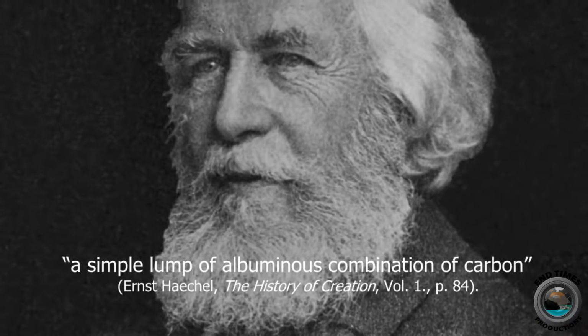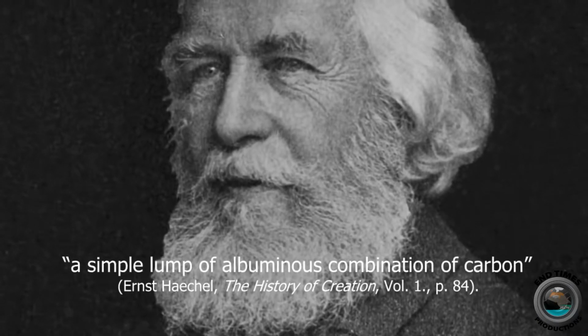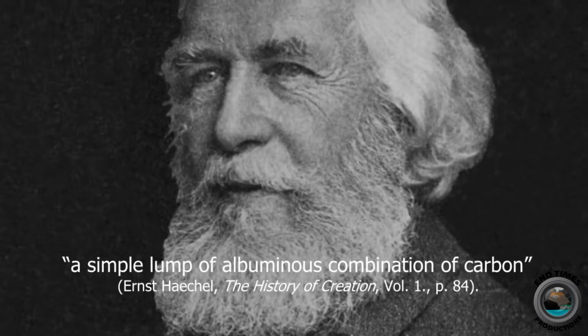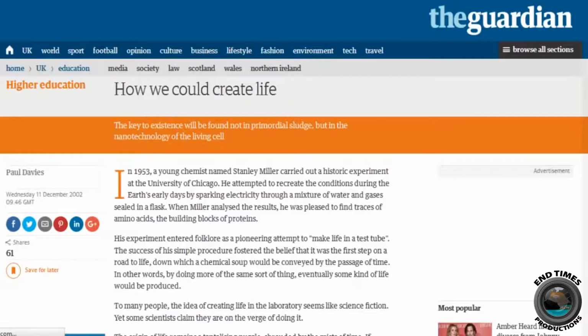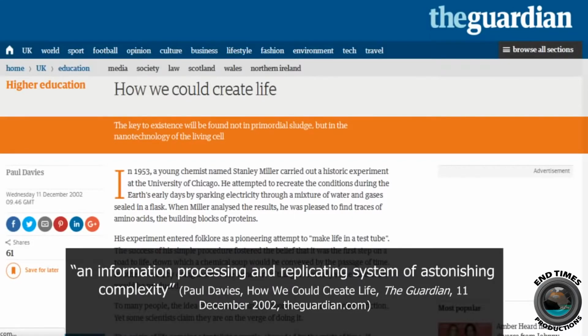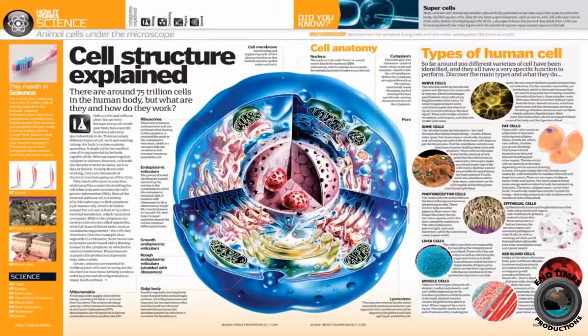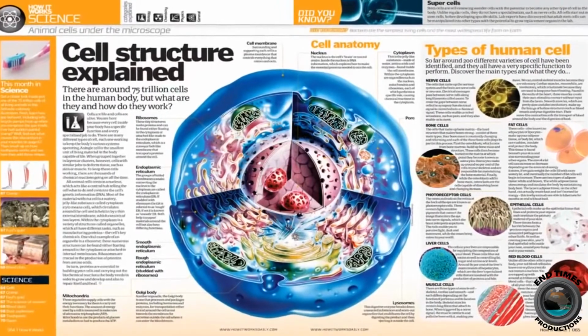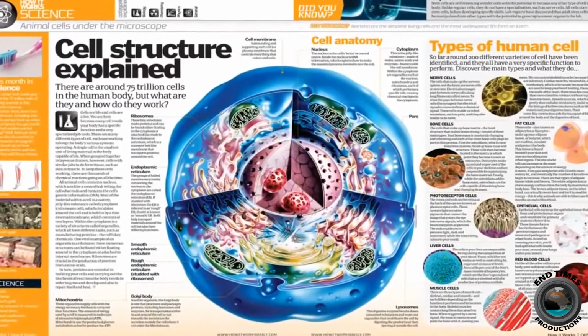During Darwin's day, people believed in the spontaneous generation of life from non-living matter on the assumption that the cell was allegedly just a simple lump of albuminous combination of carbon, as Darwin's student Ernst Haeckel suggested. However, as one scientist explains, the cell is an information processing and replicating system of astonishing complexity. This astonishing complexity of the cell is evidence it did not arise naturally.